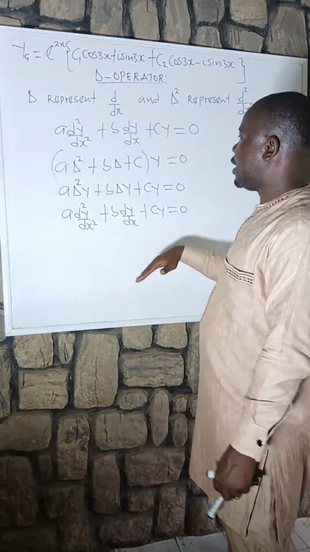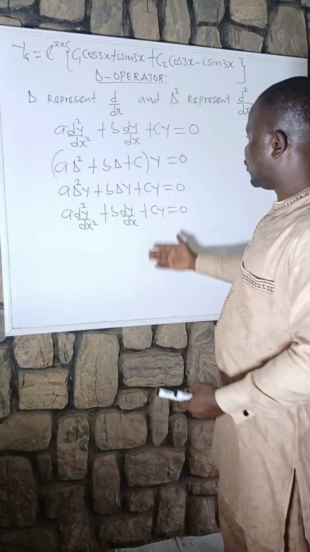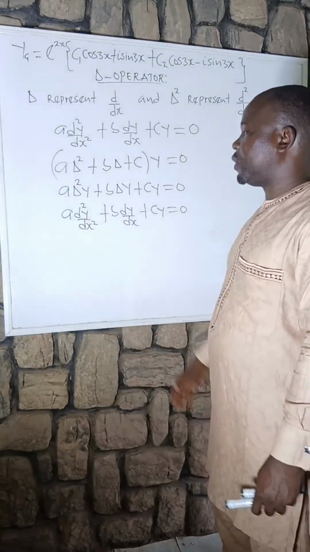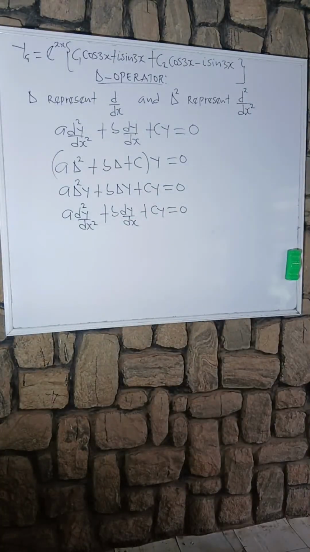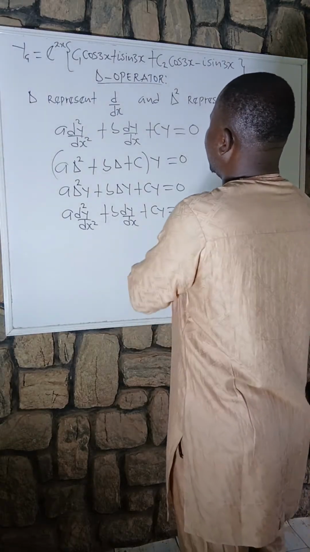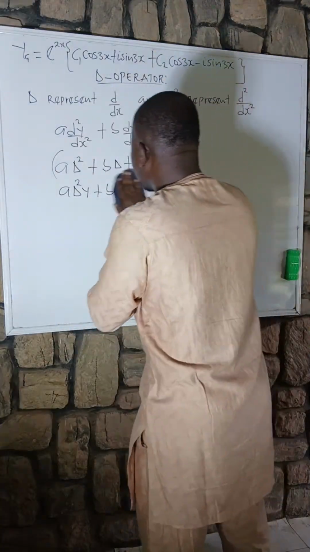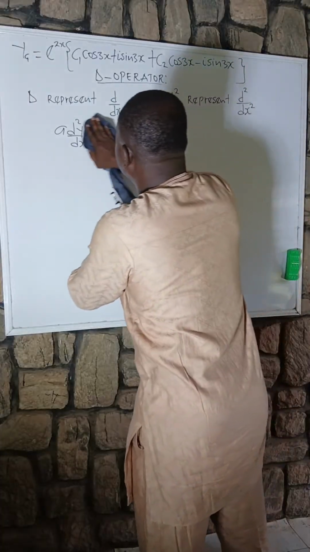Okay, so let's go ahead to solve it. Can you see the reason why y is factored out? This is the reason. Any question? No question. So now, let us use the D operator with this explanation to solve this second order differential equation that we just solved. Is that clear?